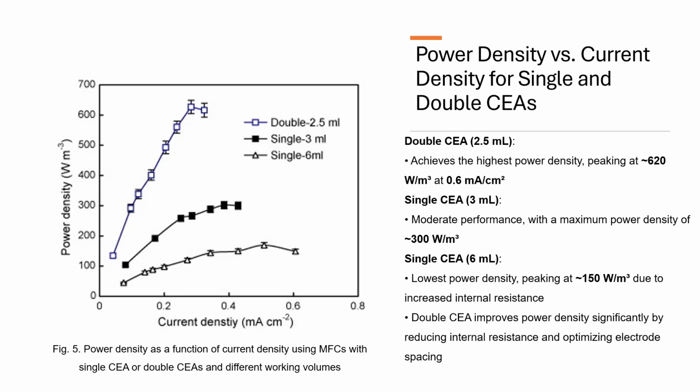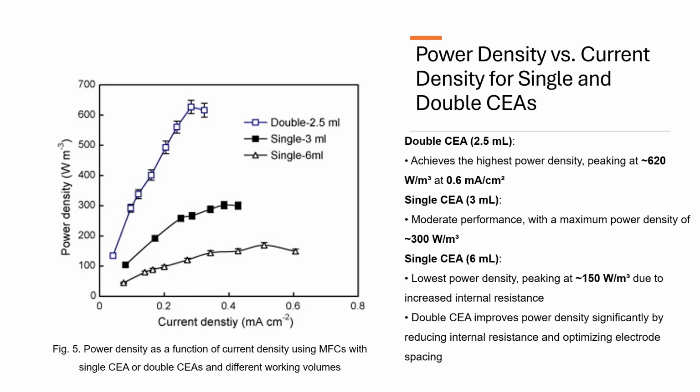Working volumes. The working volumes, 2.5 ml, 3 ml, and 6 ml, are controlled by adjusting the liquid height in the chamber. Smaller working volumes, like 2.5 ml, reduce internal resistance, whereas larger volumes, like 6 ml, increase it. For the results, double cloth electrode assembly with 2.5 ml achieves the best performance, peaking at approximately 620 watts per cubic meter due to minimized internal resistance and optimal electrode spacing.